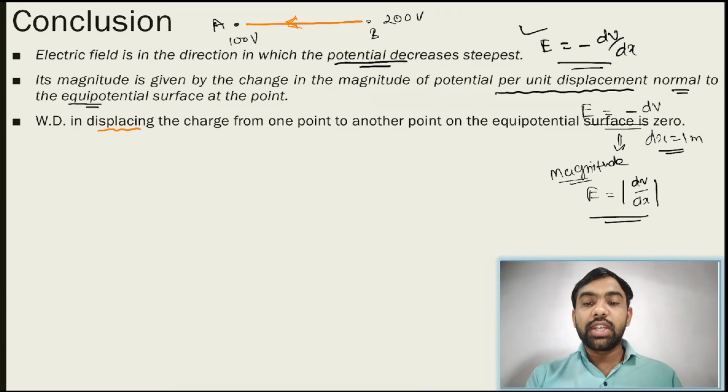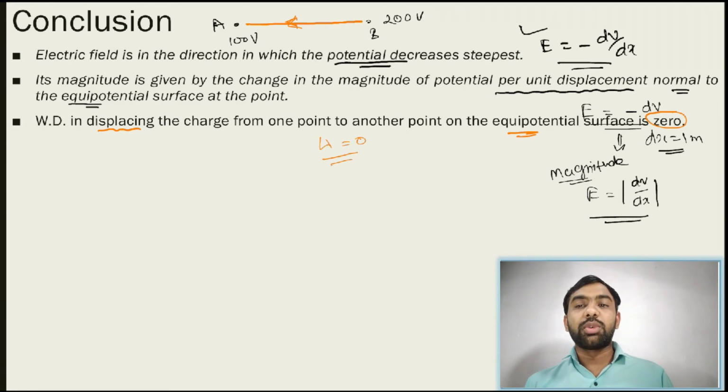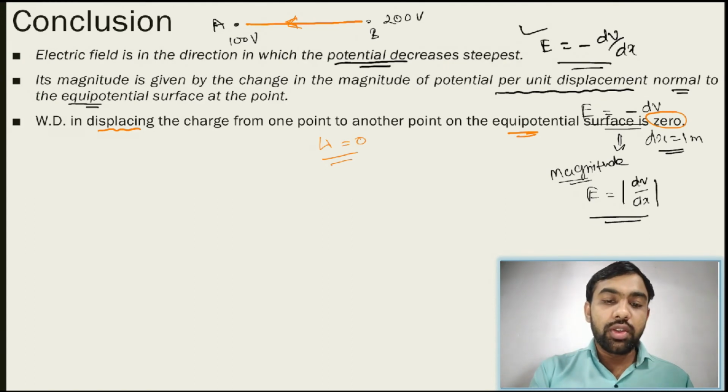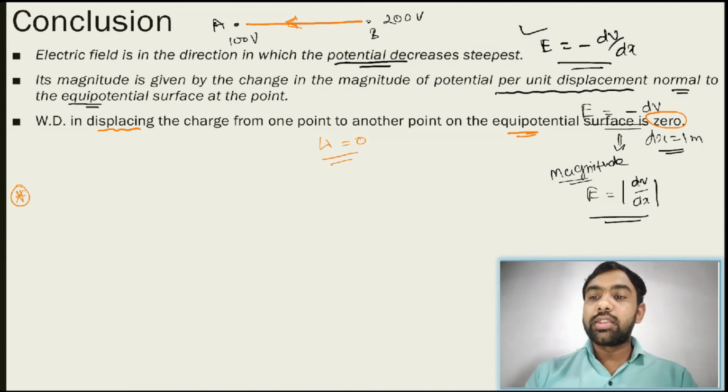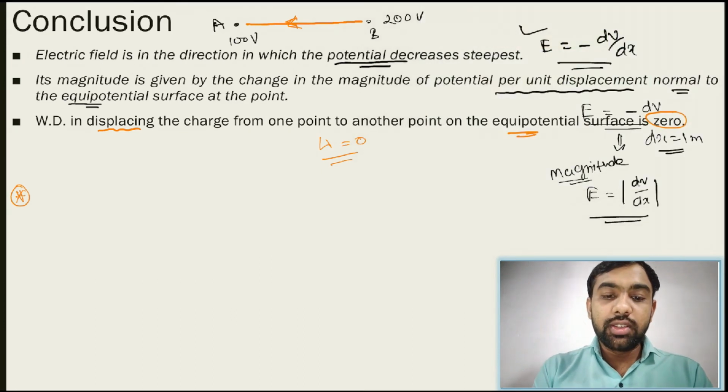And the next one, work done. Work done in displacing a charge from one point to another point on the equipotential surface is what? Zero. So W is equal to zero. You must note this. And you also add this note here: in a stronger electric field, equipotential surfaces are near to each other, and in a weaker electric field, equipotential surfaces are farther away from each other.